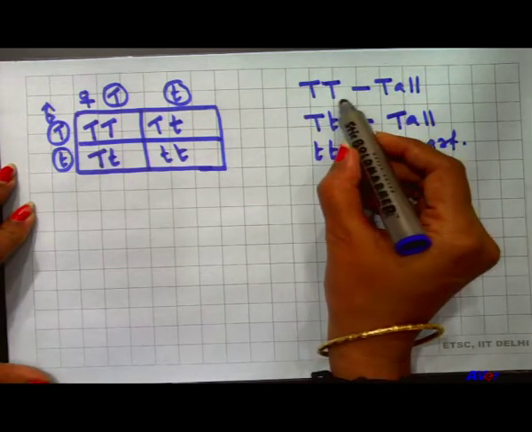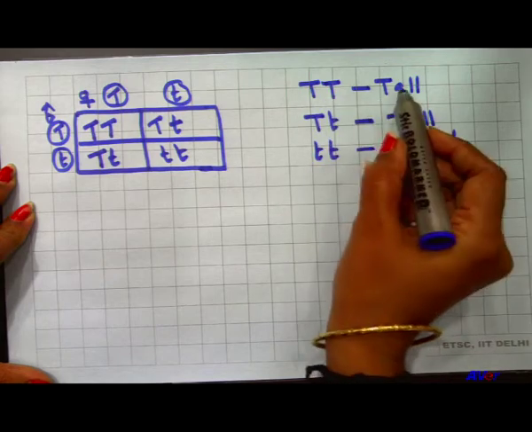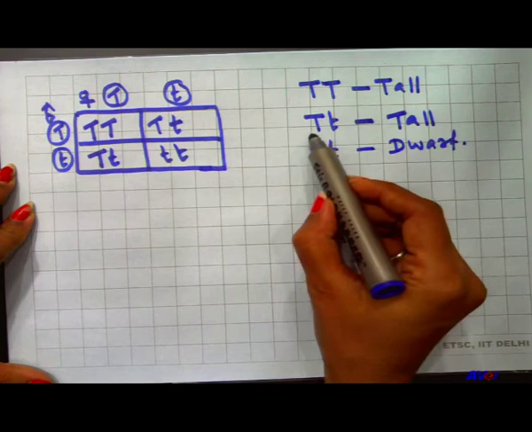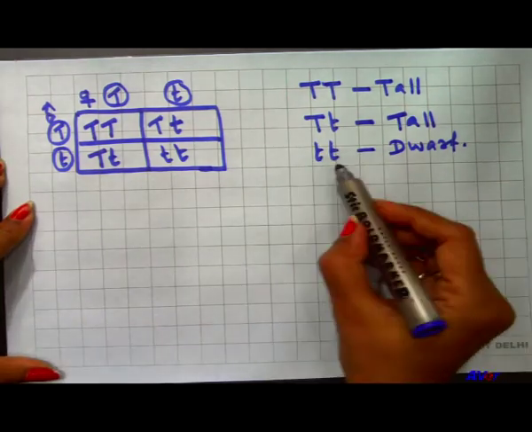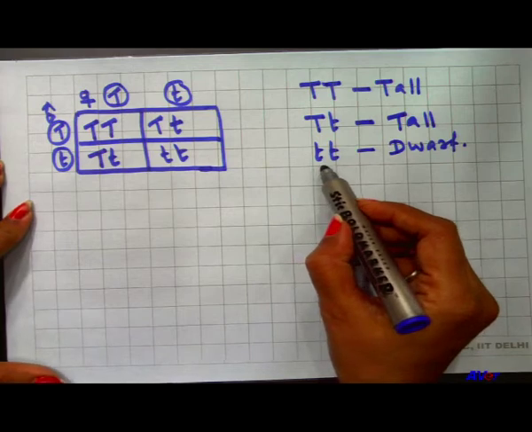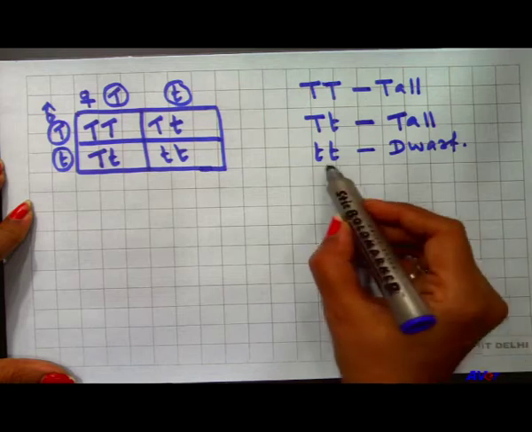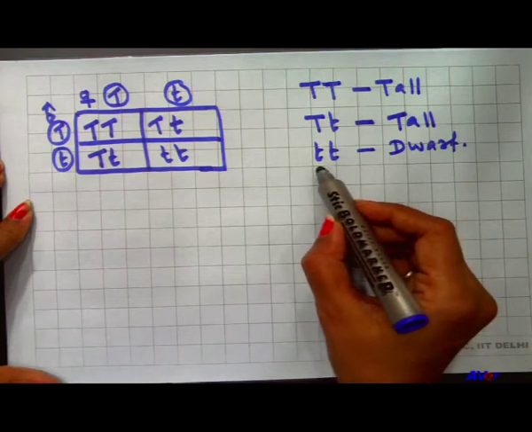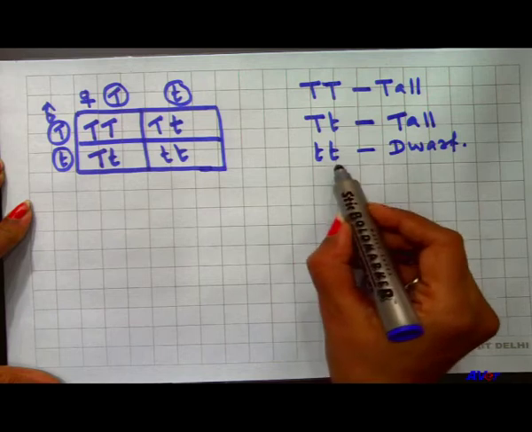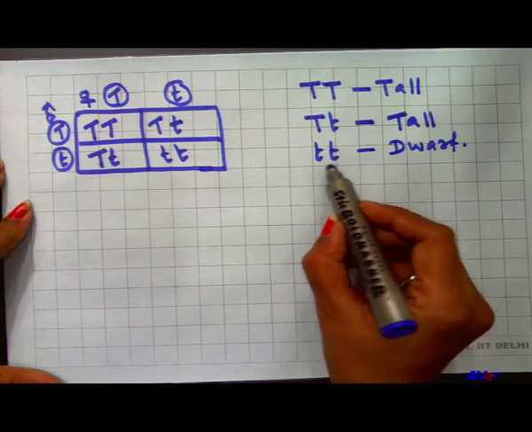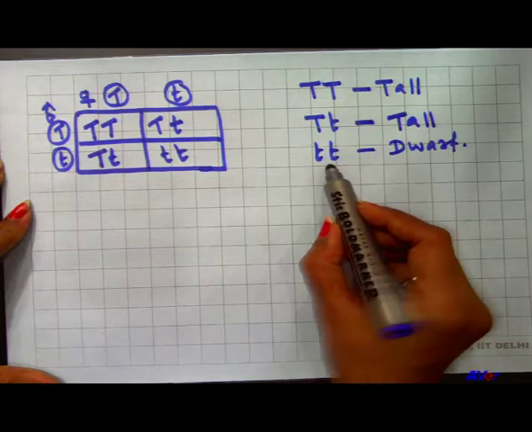One capital T that is purely homozygous, tall, and this one is capital T small t that is heterozygous. Again small t is purely homozygous. Here I want to emphasize one more concept, basic concept. A recessive individual will be always homozygous.